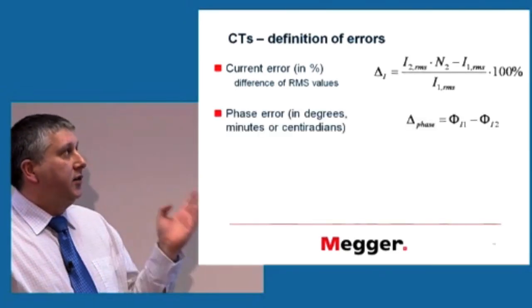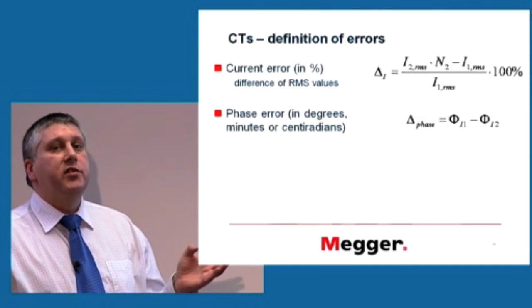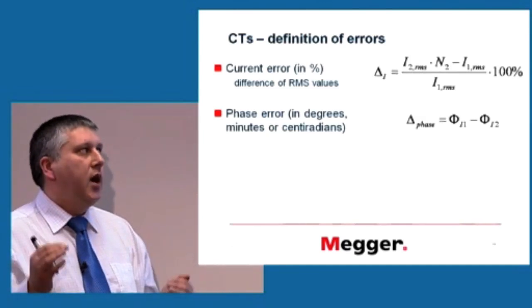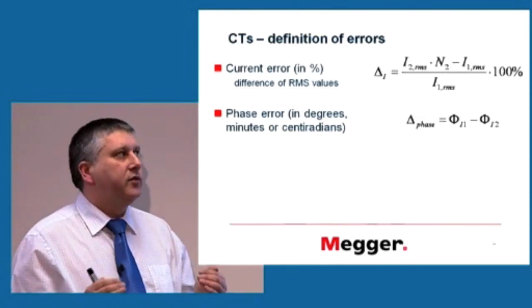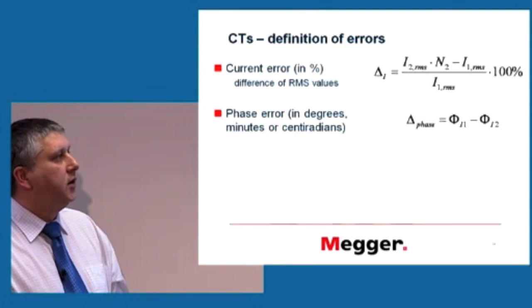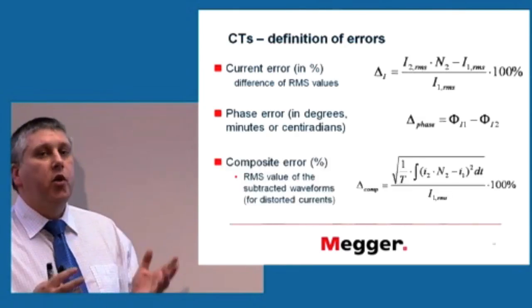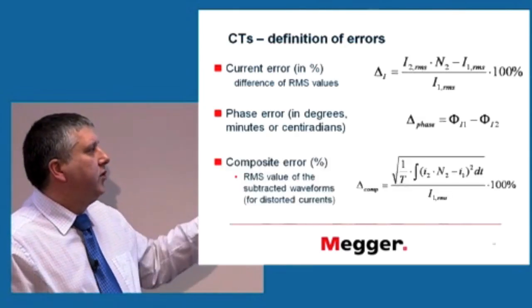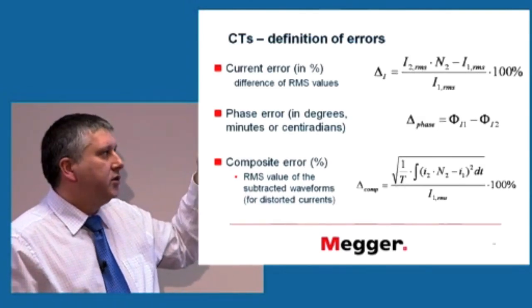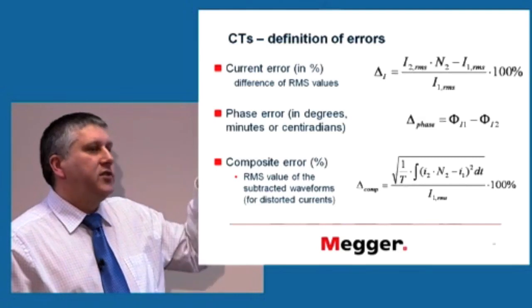Then there is the phase error, which is basically the phase difference between the primary and the secondary signals. The amplitude doesn't matter, it's just the phase of, for example, a sinusoidal signal, but it doesn't have to be sinusoidal, because there's also something called composite error. That's a bit confusing because the first one is the difference of RMS values, but the composite is the RMS value of the difference.